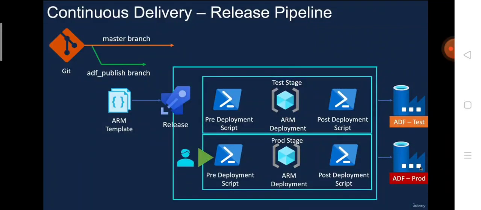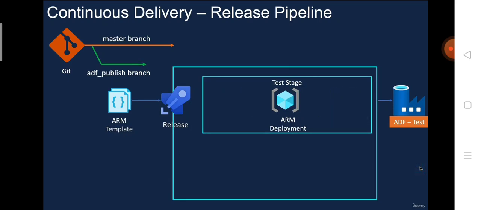Now that we have a detailed design for our release pipeline, let's start creating it in Azure DevOps. Instead of creating the entire pipeline in one attempt, in this lesson, we are going to start creating a simple release pipeline which deploys the ARM template to the test data factory using the ARM deployment job. Let's switch over to DevOps and get started.